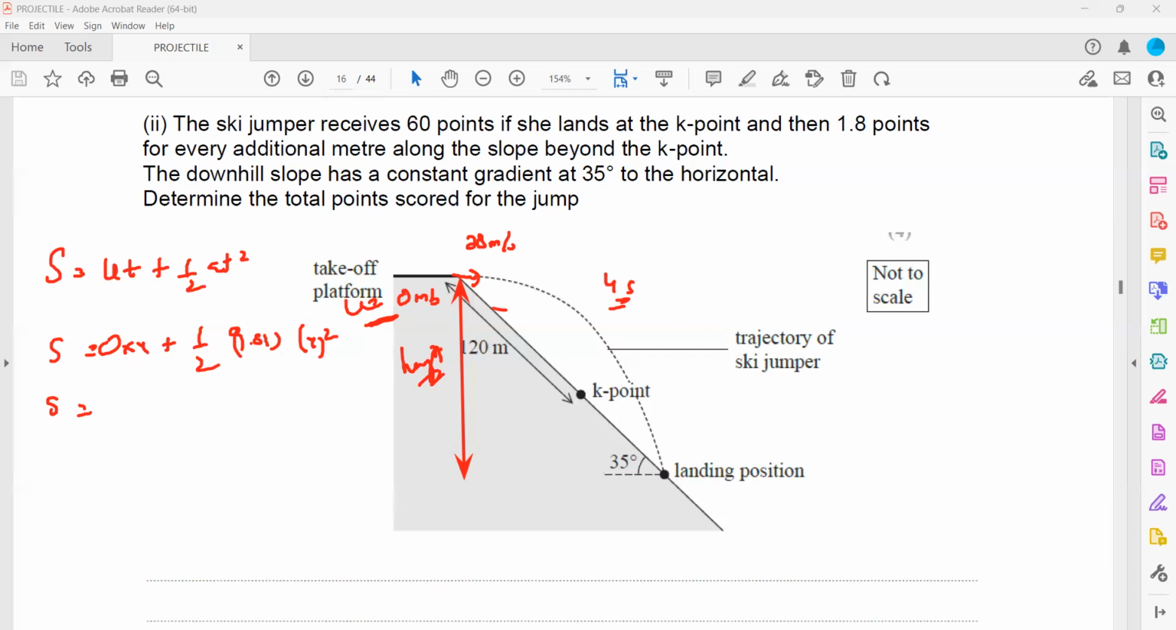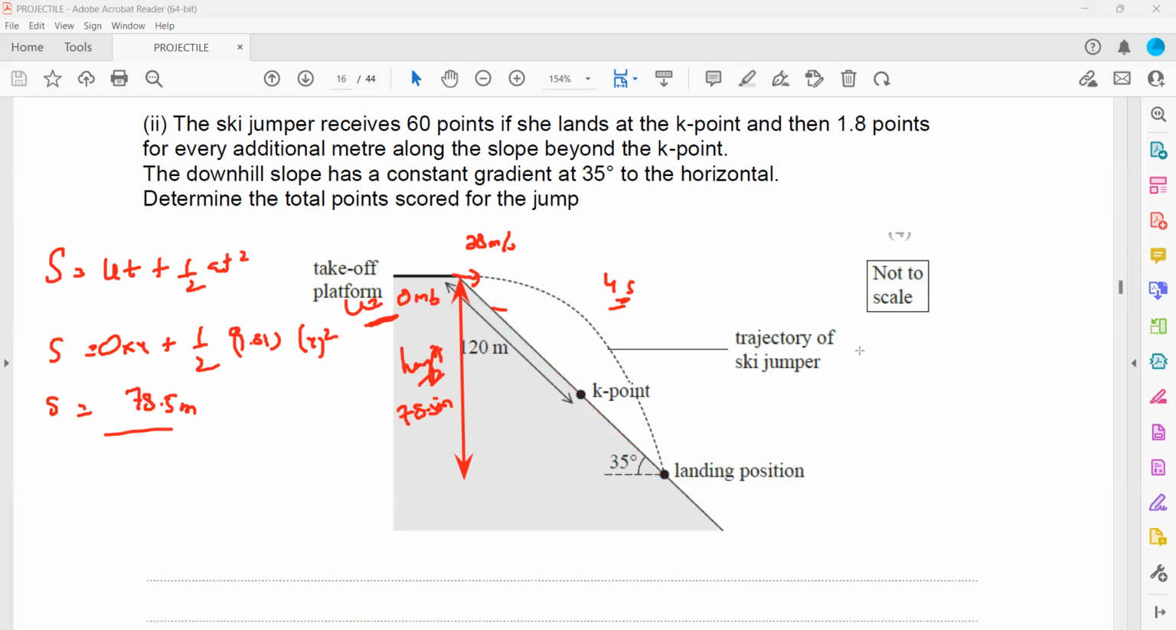So when we multiply 4 squared by 9.81 divided by 2, this will give us 78.5 meters. Now, as we have the angle, we want to know how much extra distance it has covered. The K point is 120, but now we'll find this distance to know the total distance it covered on the inclined surface.